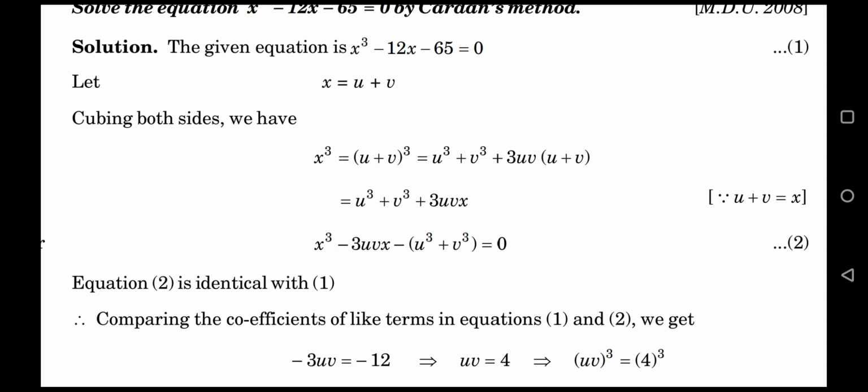Solving this, we put the value of u plus v equal to x. x cube minus 3uvx minus (u cube plus v cube) is equal to 0.